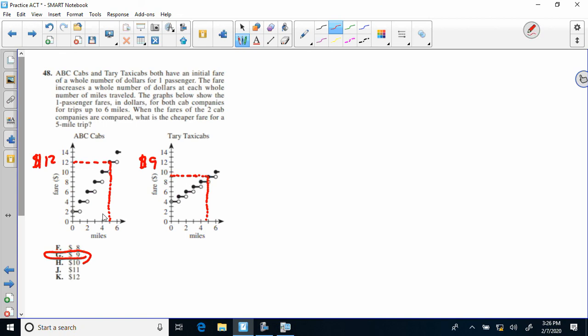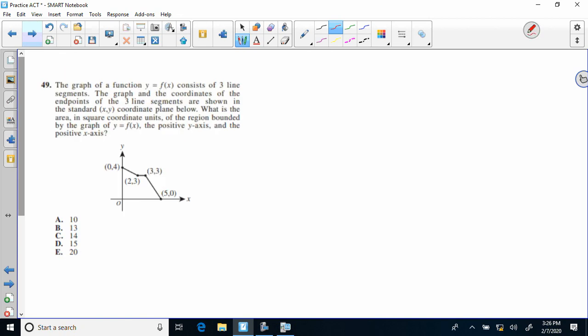Number 49. The graph of a function f of x, y equals f of x, consists of 3 line segments. The graph and the coordinates of the endpoints of the 3 line segments are shown in the standard xy coordinate plane below. What is the area in square coordinate units of the region bounded by the graph of y equals f of x, the positive x-axis, and the positive y-axis? I know I said those in reverse order, but we get it. Okay, so they want you to break these up into rectangles and triangles and find the area.